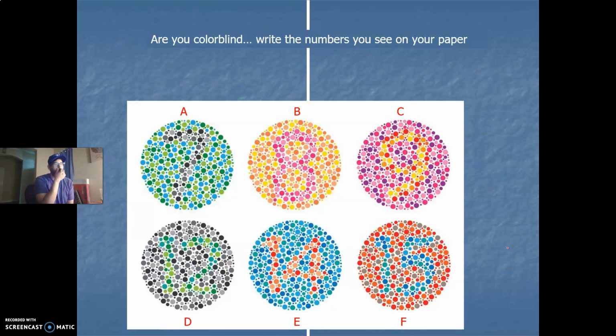You're going to go to the Google form and you're going to fill in the numbers that you see. Are you colorblind? Write the numbers that you see on your paper. So we have A, B, C, D, E, F. I want you to look at this and write the numbers that you see on the Google form. You're going to find out if you're colorblind or not. Another thing that I want you to do is to look or ask your parents what blood type you are as well so we can do an activity with that. 2 things. Tell me what numbers you see and go ask your parents what blood type you are. Fill out the Google form.